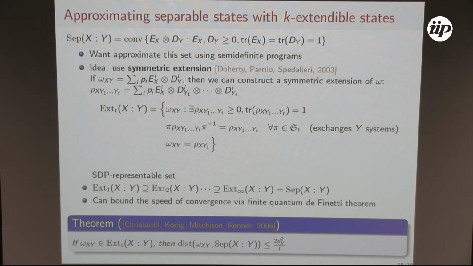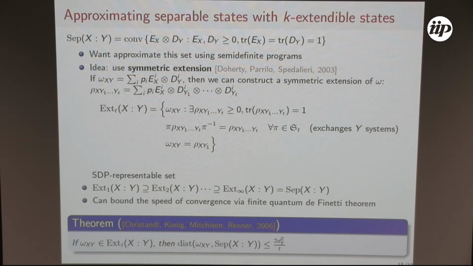There are many ways of approximating the set, but perhaps one nice way of doing it is using these symmetric extensions, which was in this paper, but it has origins a bit before. It starts from the following observation: start with some separable state ω_XY. By definition you can write it as a sum over i of p_i ρ_X^i tensor σ_Y^i.